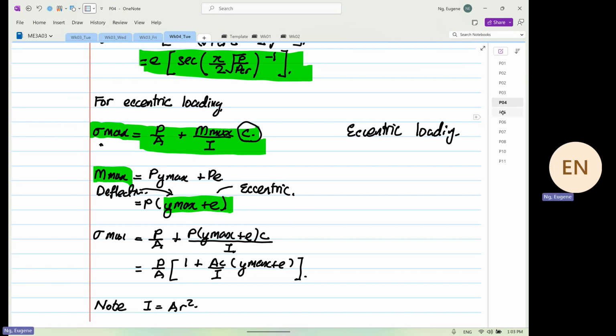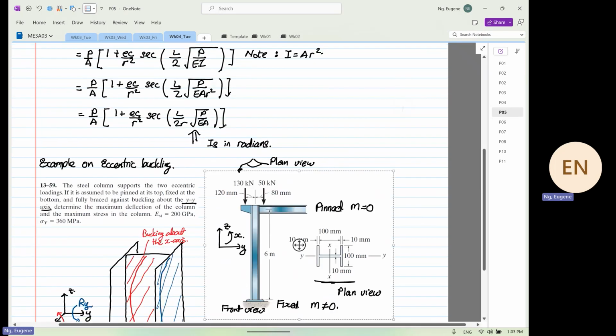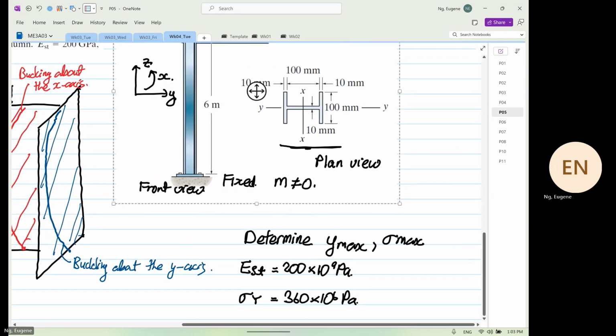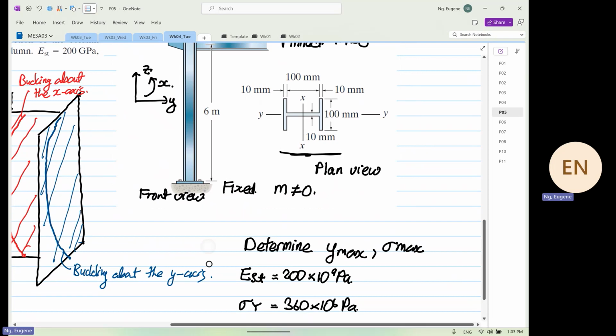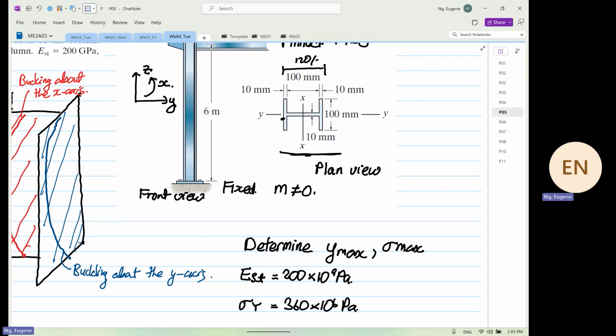You have to divide by 2. This is the point of interest. This entire distance is 120, so you have to divide by 2. From here to here is 60. Better clarify things now.